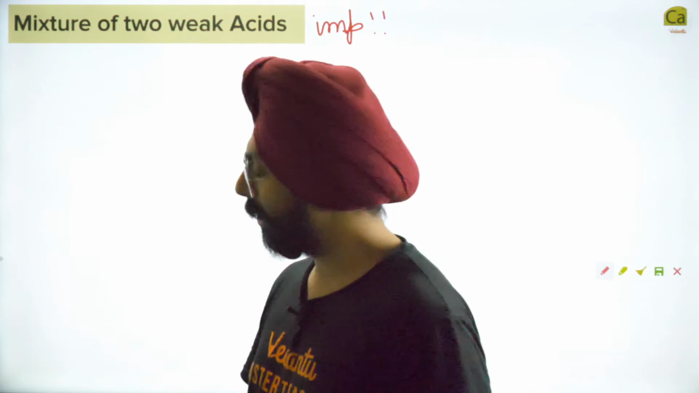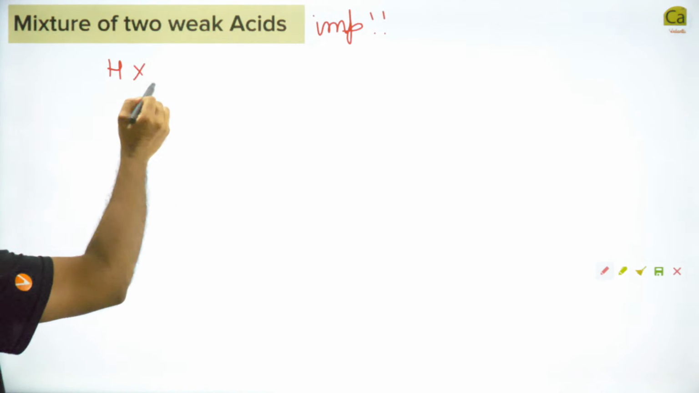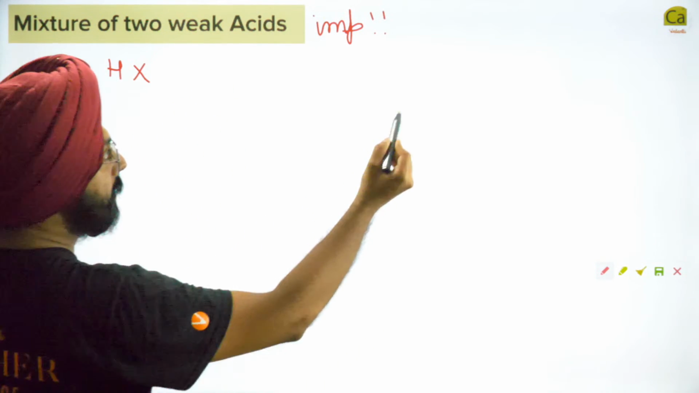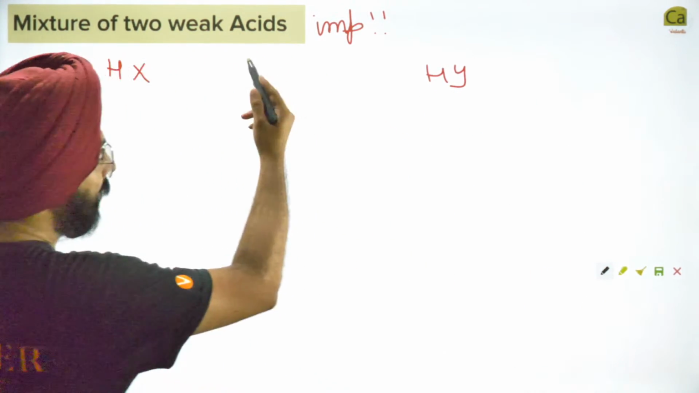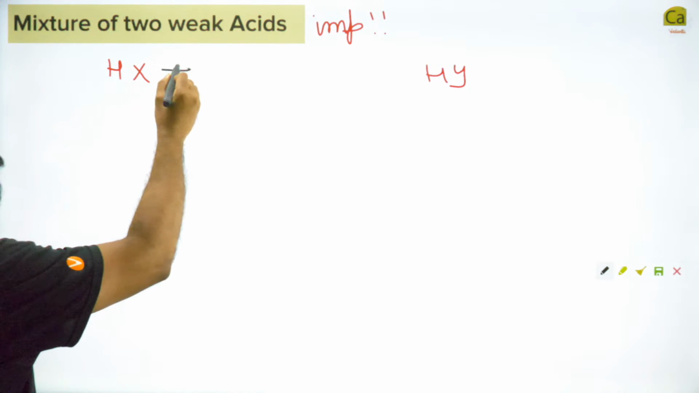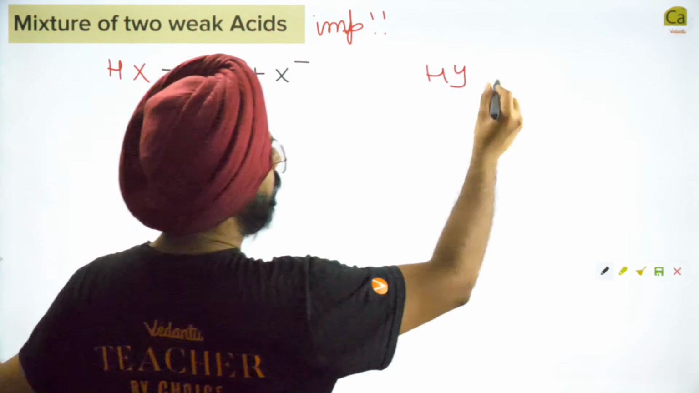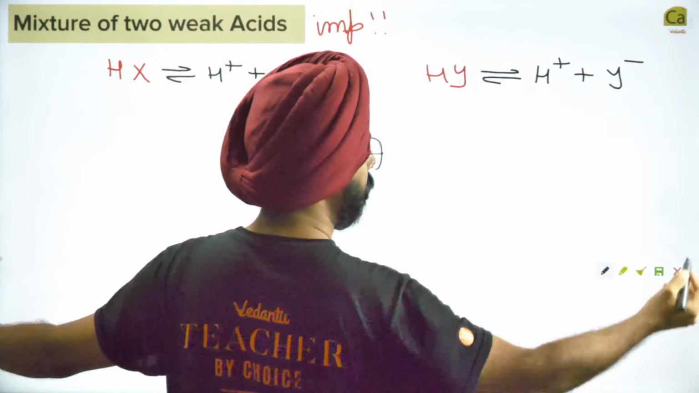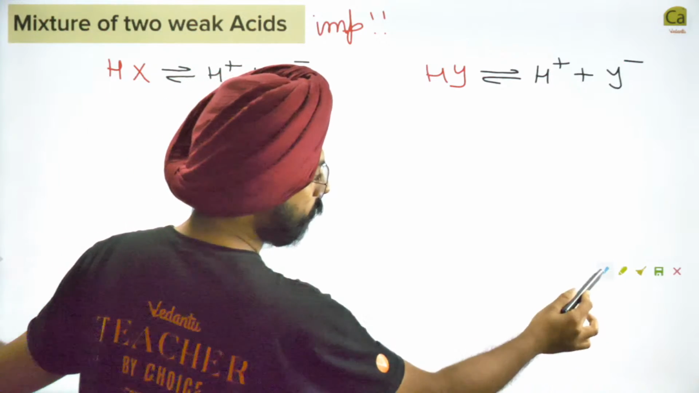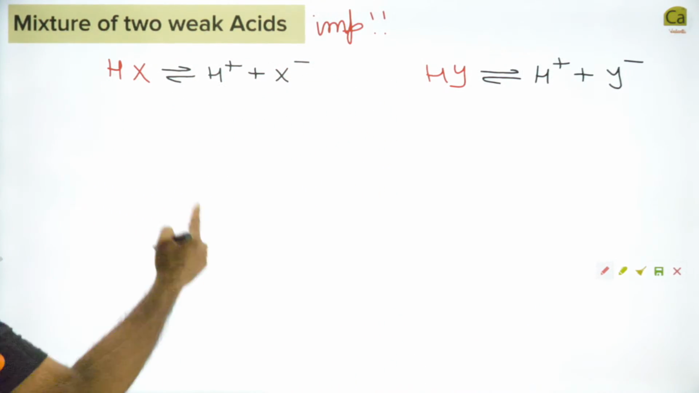Mixture of two weak acids. Let's do this. Look, let's take two acids. Let's take HX and let's take HY. Now, since they are weak acids, both of them will be equilibrium reactions. HX gives H positive plus X negative, and HY gives H positive plus Y negative. Okay?